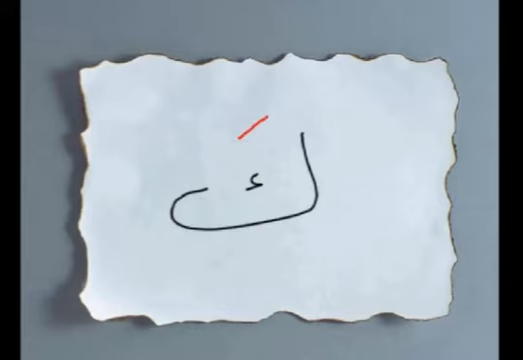Kaf. Fatha makes the ka sound. So that could be a kelb, for example, for dog. There was a kelb in front of my house. Next letter is lam.